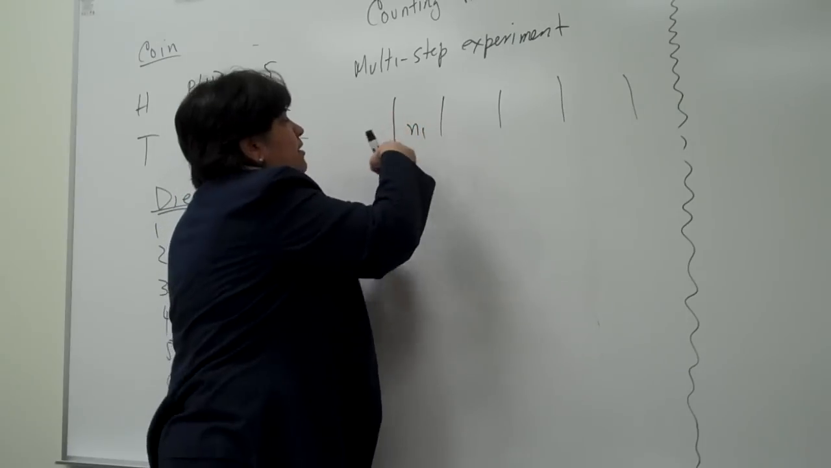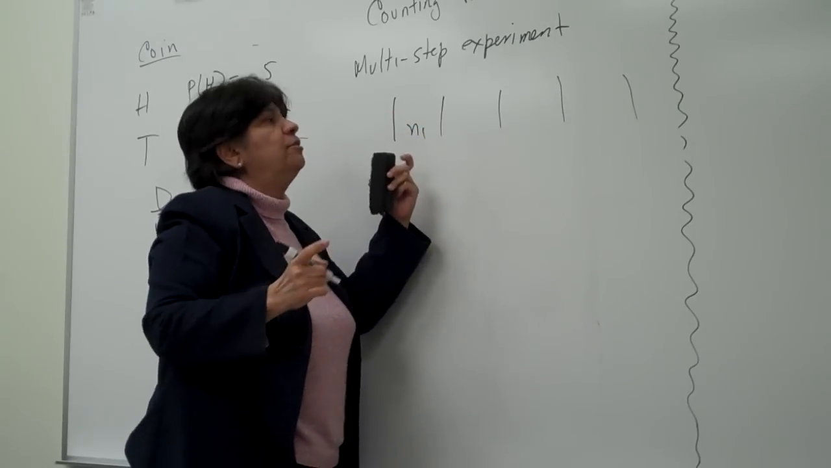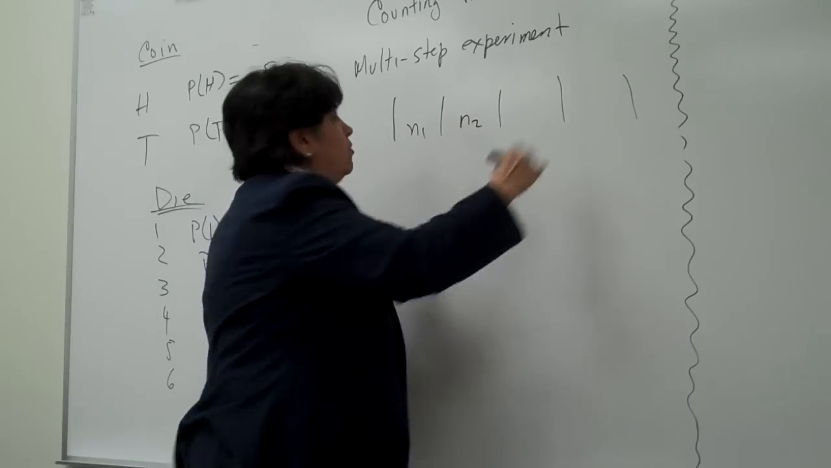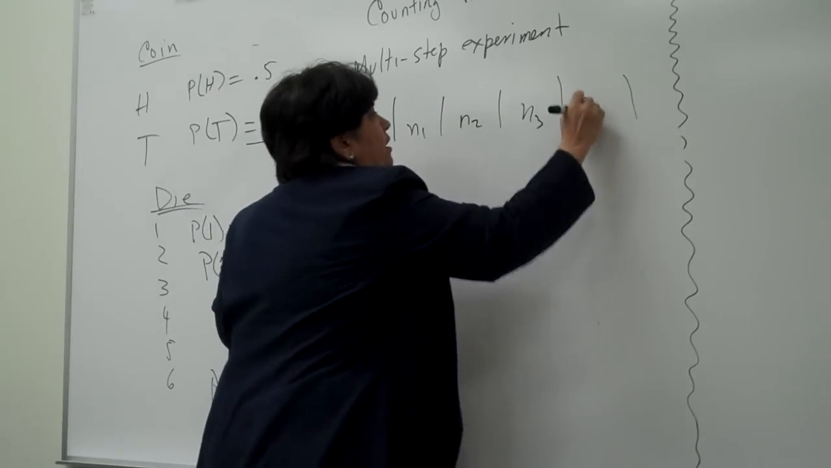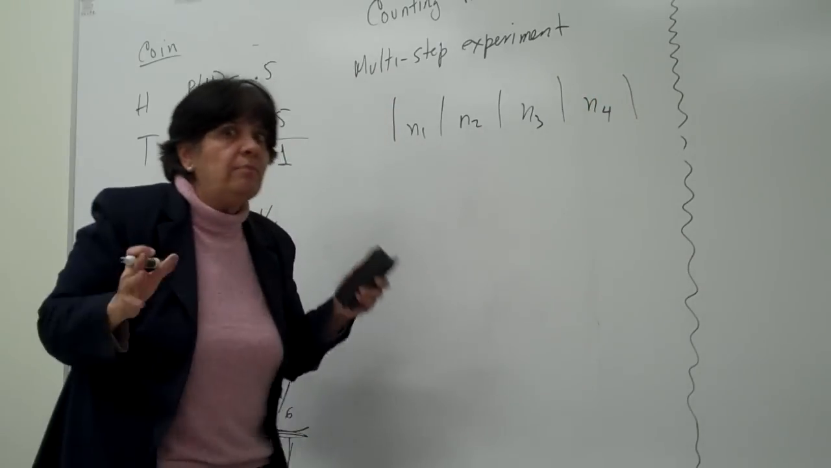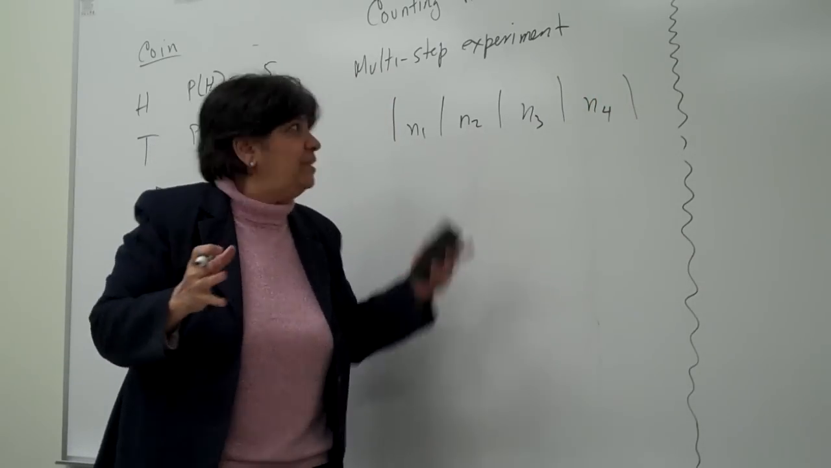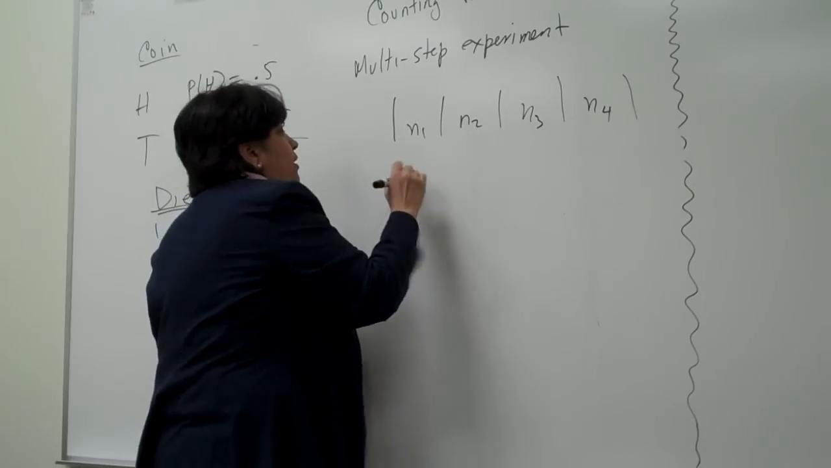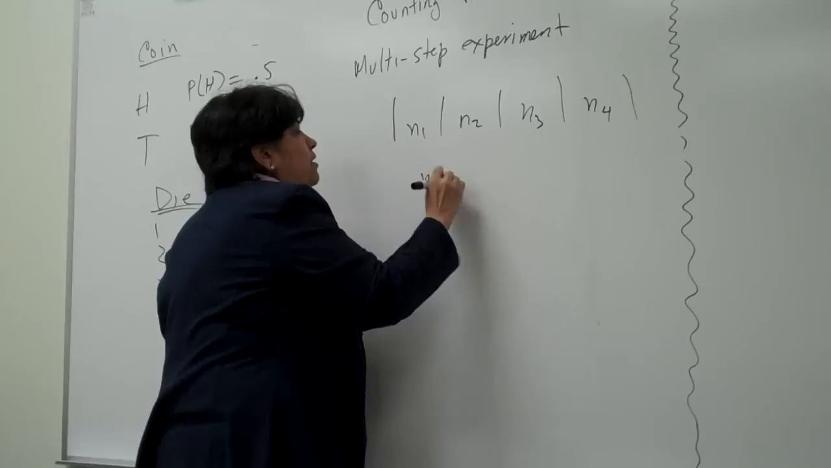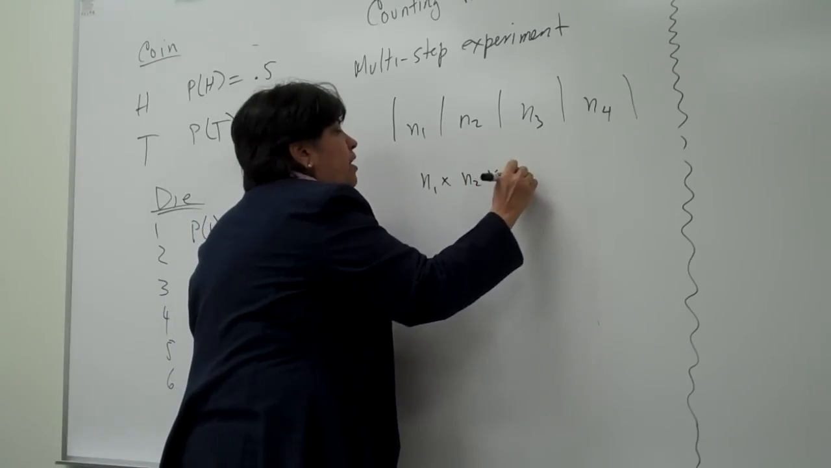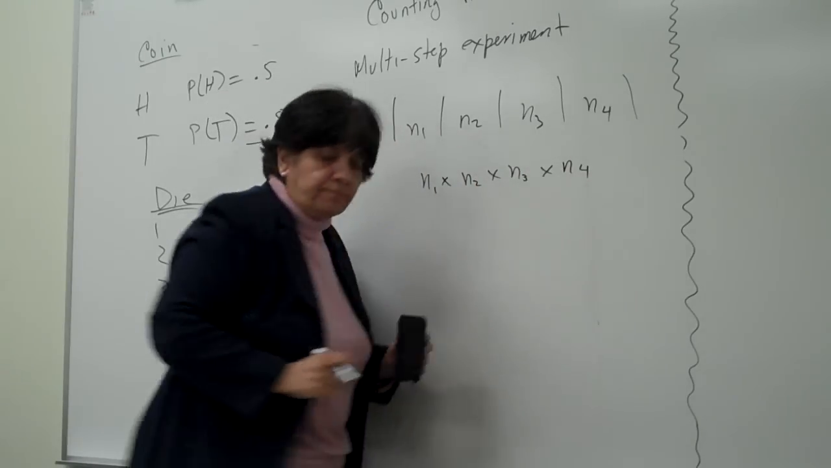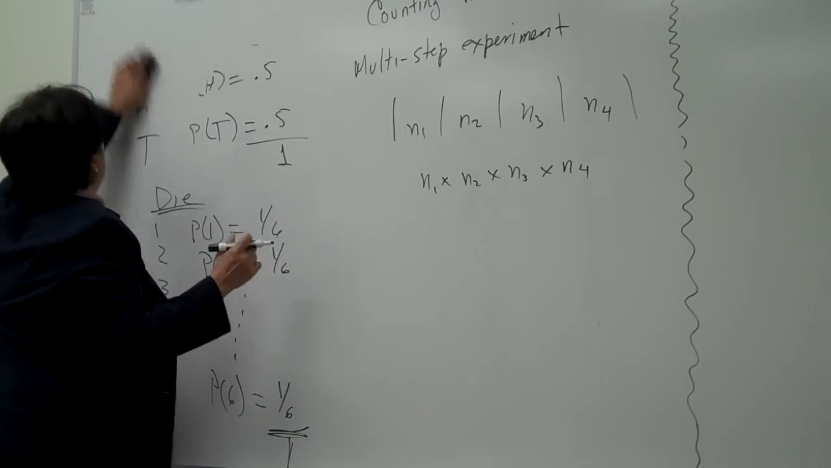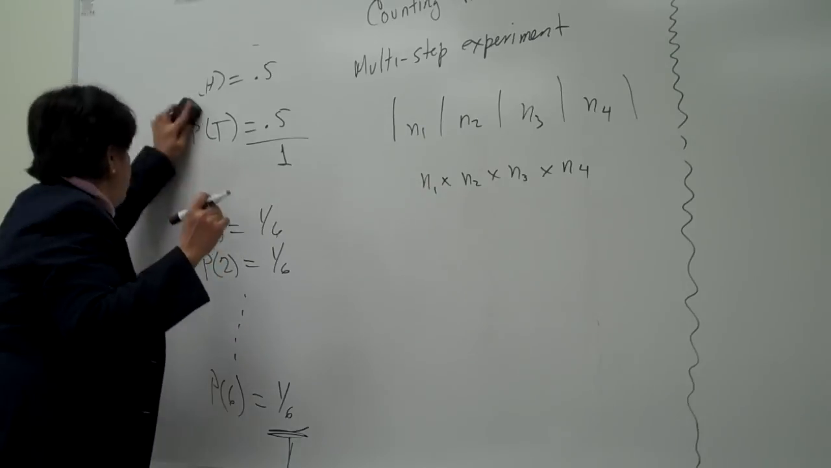Let's say that you have N1 possible outcomes for the first step, N2 possible outcomes in step 2, and so on, N3 and N4. What are the total possible outcomes that we may have in these multi-step experiments? The number of outcomes would be N1 times N2 times N3 times N4. Okay? Now, let's go to combinations and permutations.